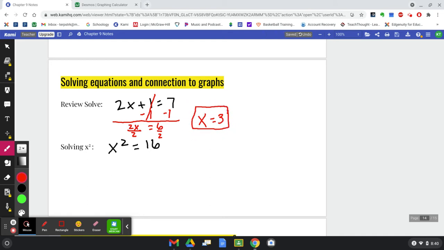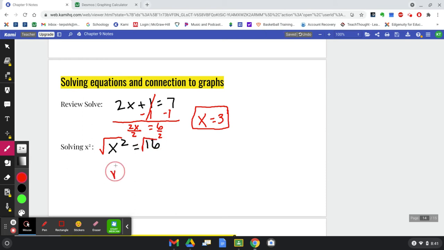Now, when we solve an x squared, it's something times itself has to equal 16. And I have to remember that we have both a negative and a positive value for square roots. So to solve this, the inverse of squaring something is to square root it. And here's what I have to remember.